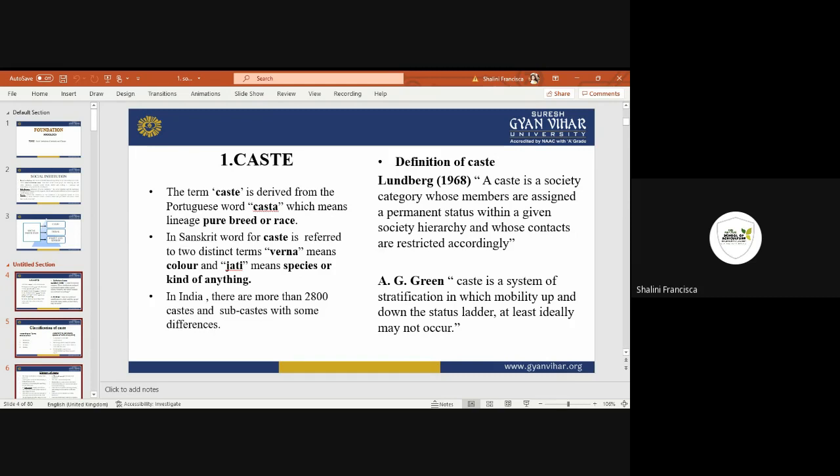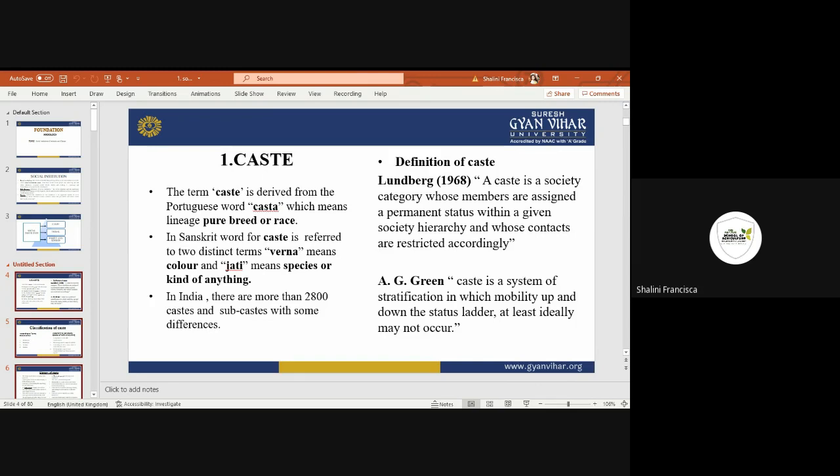In India there are more than 2800 castes and subcastes with some differences. If we talk about the correct definition of caste, Lemberg in 1968 defined caste as a society category whose members are assigned a permanent status within a given society hierarchy, and whose contacts are restricted accordingly.